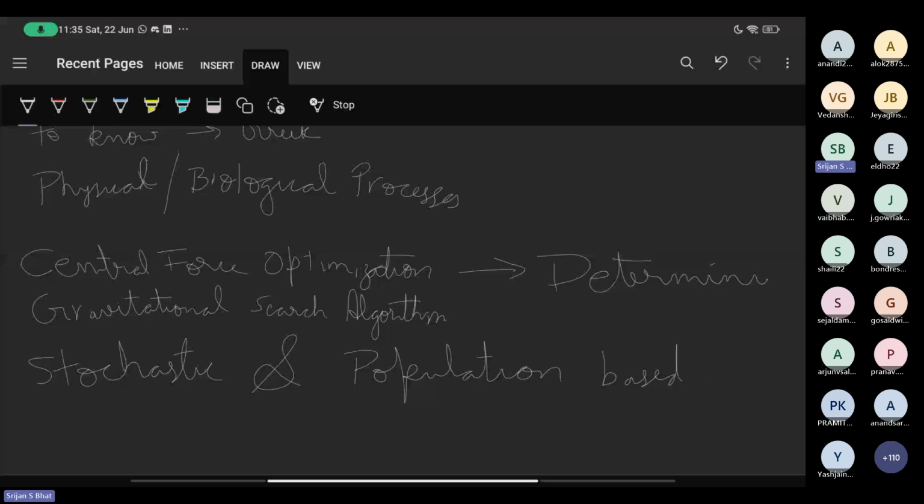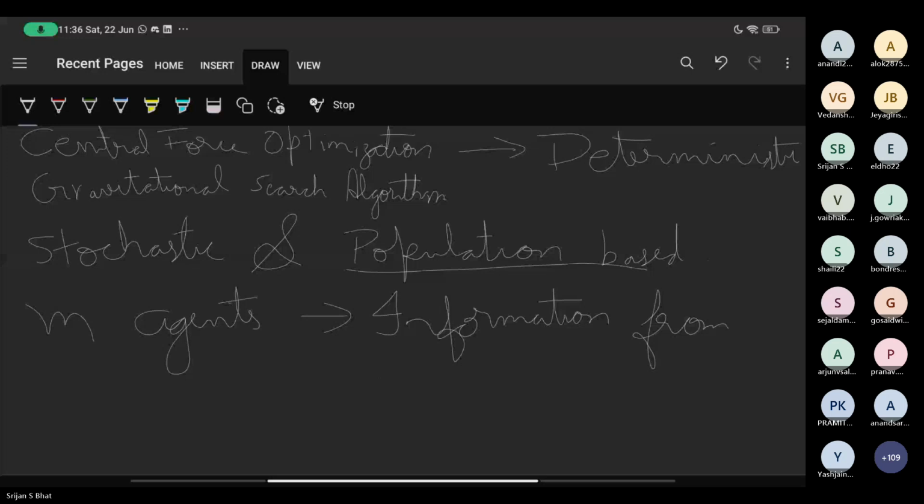In three-dimensional space, in something like linear regression, you start off at a point and converge to the minimum. But in population-based algorithms, you start off at multiple points, and you converge based on how everyone else is performing. So you have a population of, say, m agents, and they get information from each other. This is what population-based algorithms usually are. Now I'll formulate what the gravitational search algorithm is.